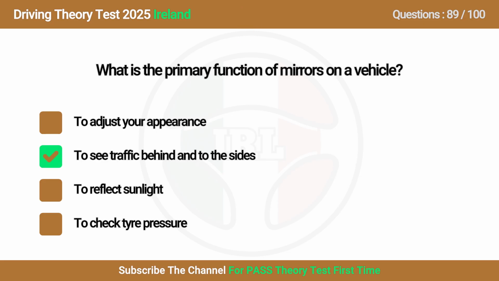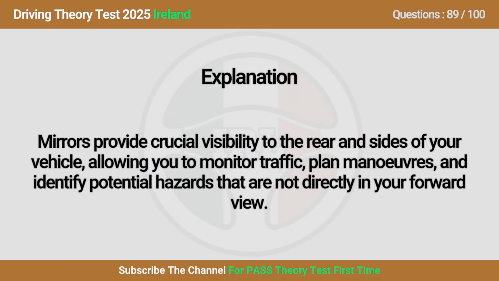Answer is B. To see traffic behind and to the sides. Mirrors provide crucial visibility to the rear and sides of your vehicle, allowing you to monitor traffic, plan maneuvers, and identify potential hazards that are not directly in your forward view.